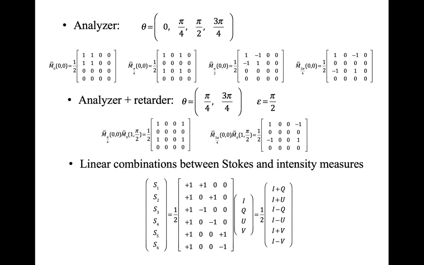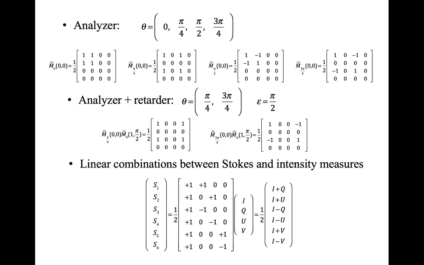Put this here, and what is this called? This is called the modulation matrix. So these are the Stokes parameters, and these are your measurements. What from the Stokes parameters gives you your measurements is the modulation matrix. I'm going to be calling this the modulation matrix, which really depends on how you measure the Sun.